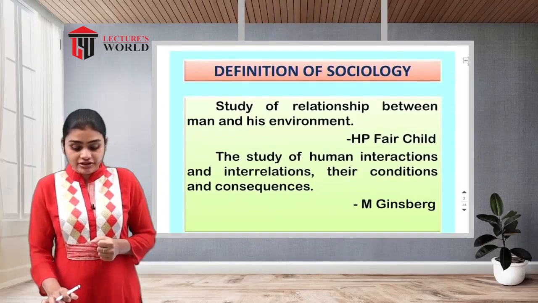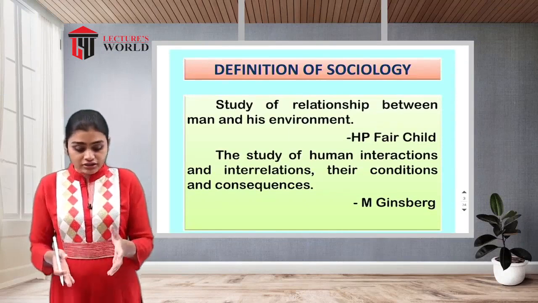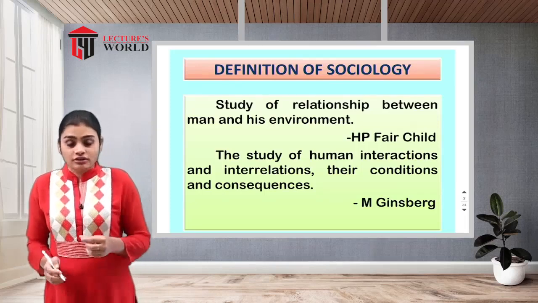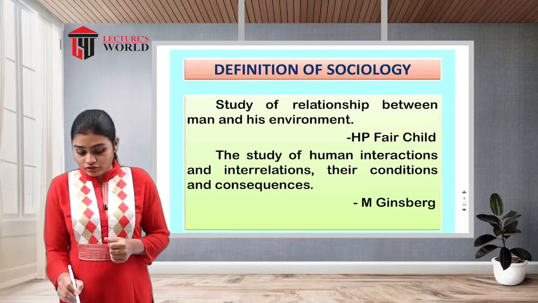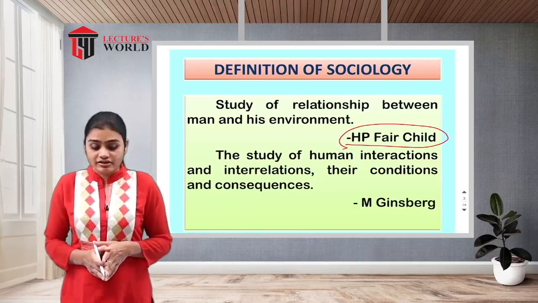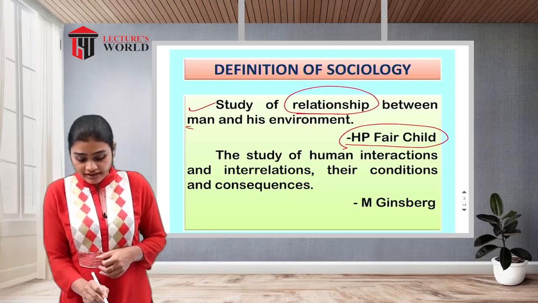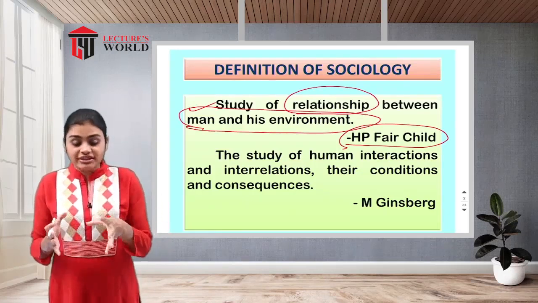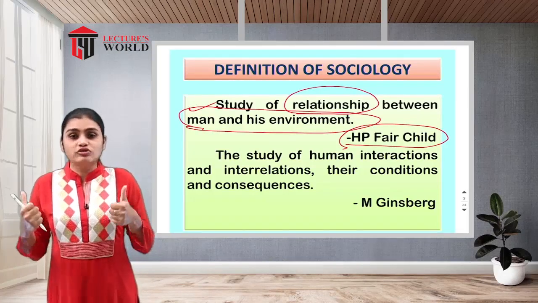When we talk about the definition, different sociologists have given different definitions. I have taken two definitions from two different sociologists, which I found the easiest, which you can remember easily. The first definition is by the sociologist H.P. Fairchild. According to H.P. Fairchild, it is the study of relationship between man and his environment. On one side we have man, and on the other side is the environment where we are living.